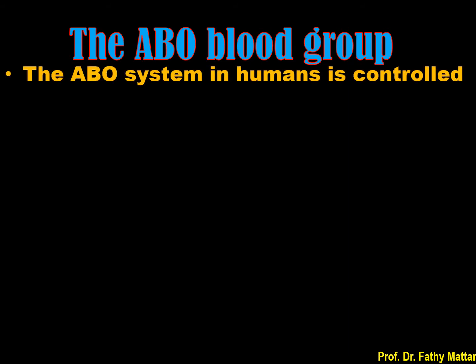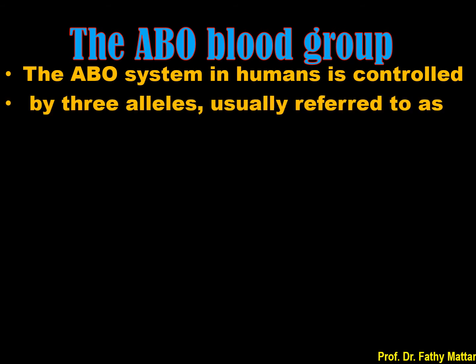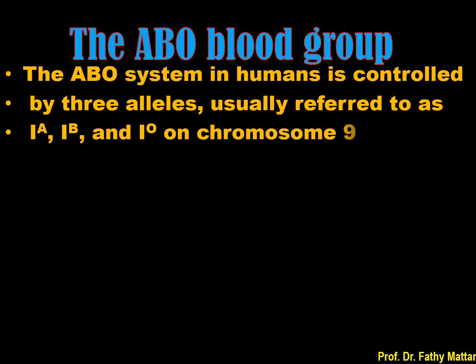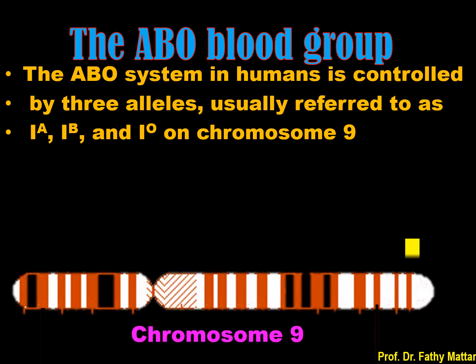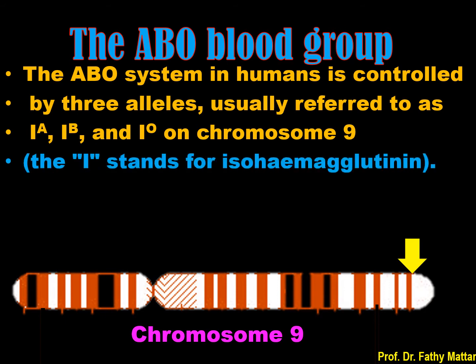In some cases there is more than one allele controlling the trait, such as the ABO blood group. The ABO system in humans is controlled by three alleles, usually referred to as IA, IB, and IO, and they are located on chromosome 9. I stands for the production of isohemagglutinin molecule, which appears on the surface of RBCs.